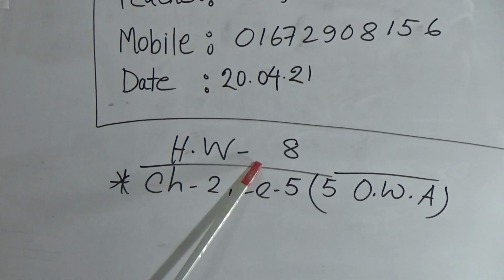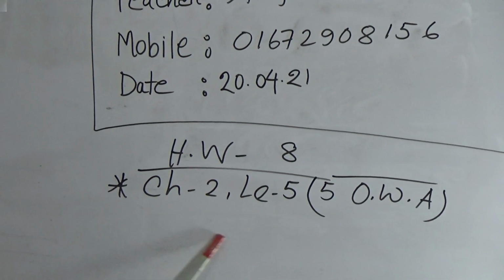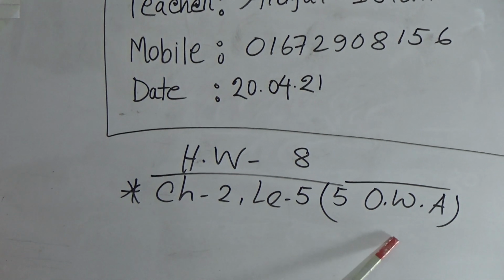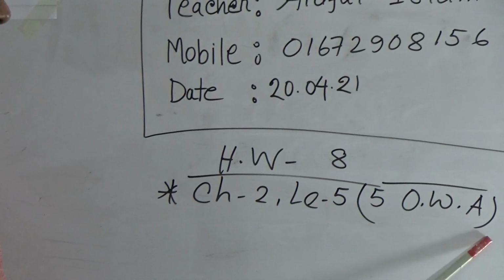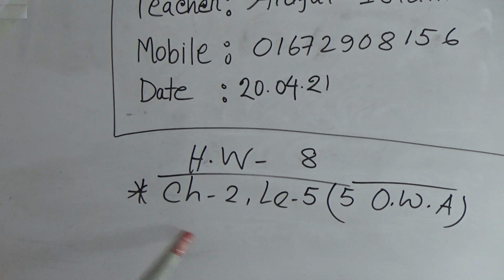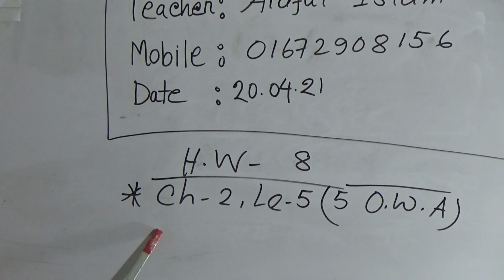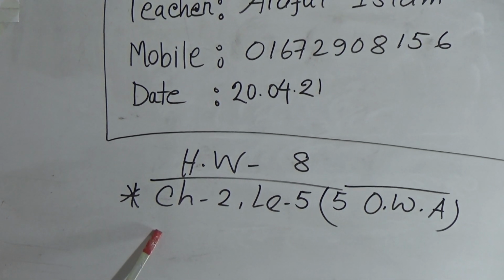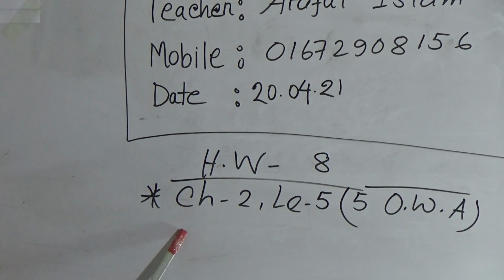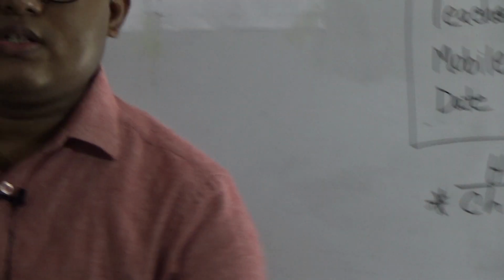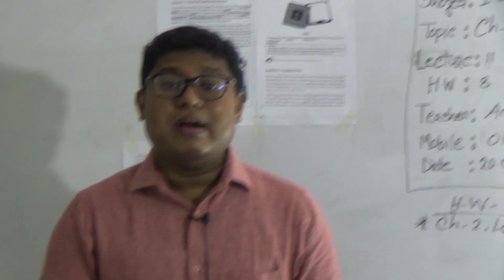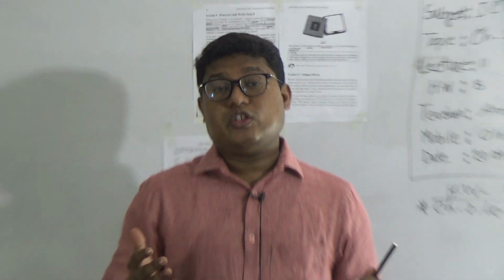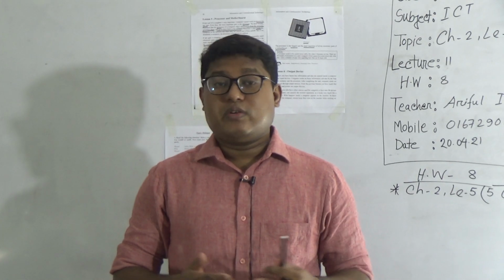Your SW will be SW 8, Chapter 2, Lesson 5, 5 OWA, 5 one-word answers. So, make 5 OWA. My dear students, do your SW at home and submit on Saturday from 9 am to 3 pm in the school library.